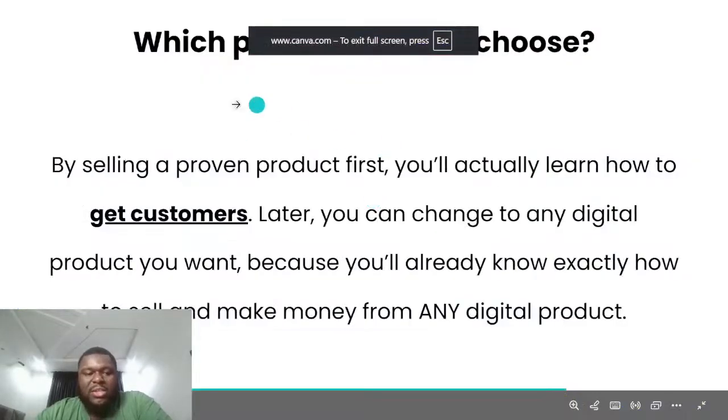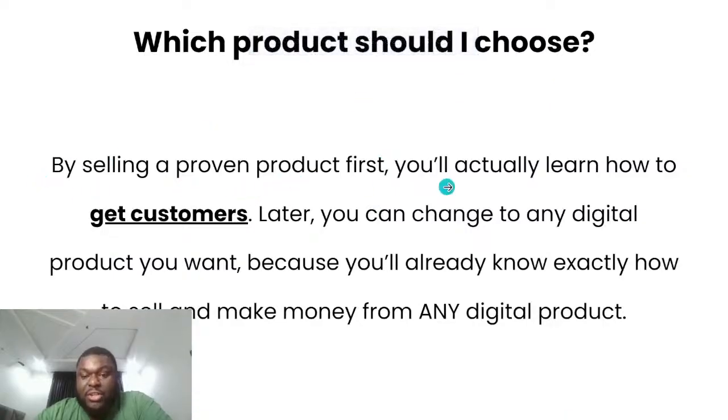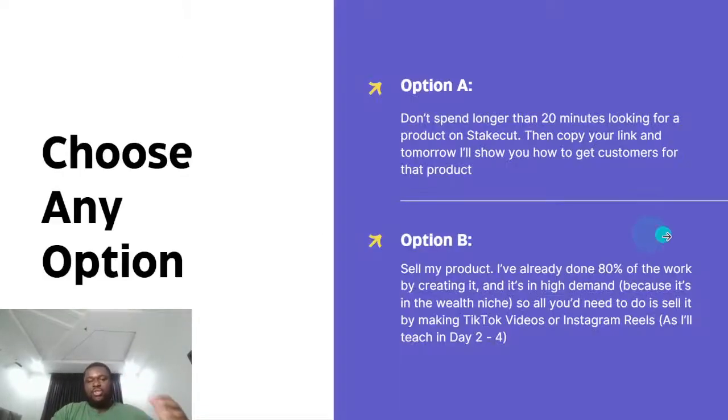All right. So, like I said, which product should I choose? Yeah, by selling a proven product first, you will actually learn how to get customers. Then later, you can change to any digital product you want. Okay. So just start by choosing a product that's selling fast. That way you can learn how to get customers, okay, without having to worry about whether your product is the reason people are not buying. And then later you can change to any digital product you want because you already know exactly how to sell and make money from any digital product, okay?